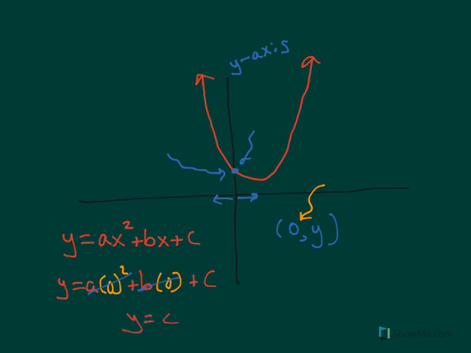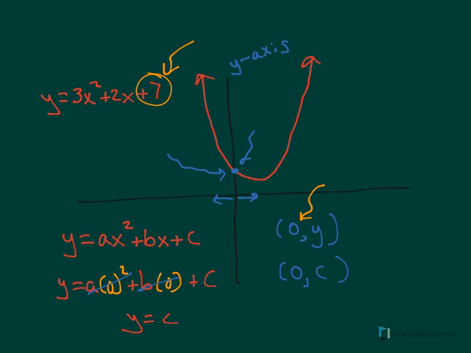So your y-intercept is always just going to be that last term when it's in its standard form, the c value. So that is going to be your y-intercept. So if you were looking at an equation, y equals 3x squared plus 2x plus 7, and someone asked you for the y-intercept, the y-intercept will just be this last number, 7.